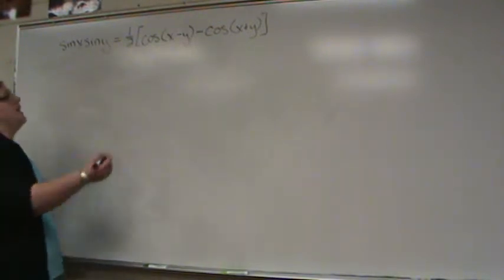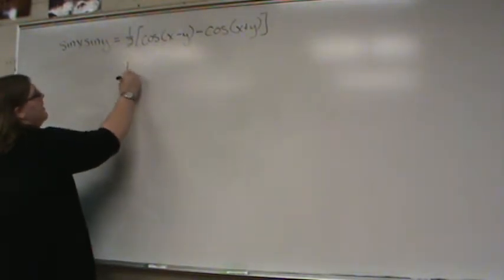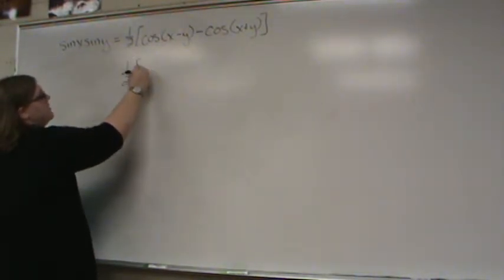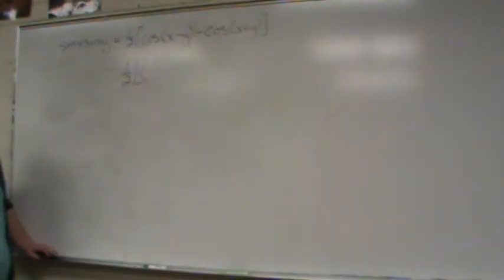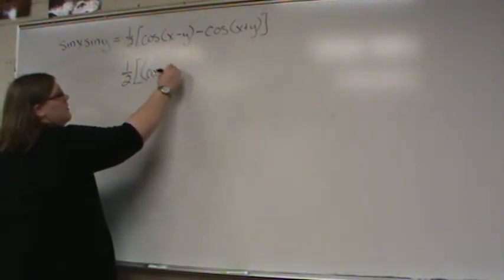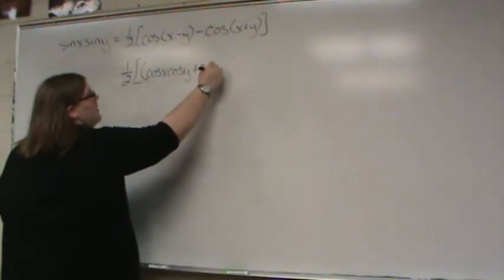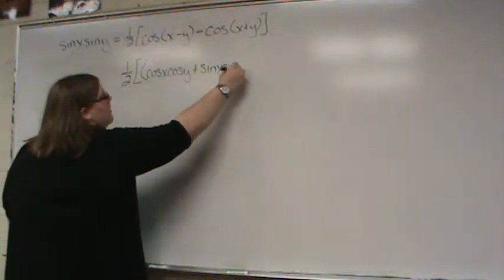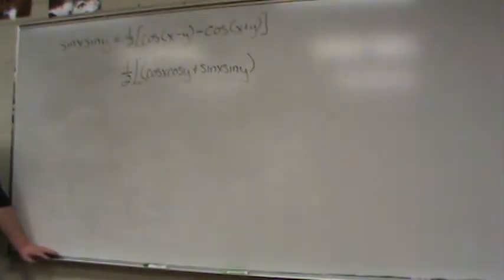So we want to expand each of these using the identities. So we have 1/2 times, our first one expands to what? Cosine x times cosine y plus sine x times sine y. That is the cosine subtraction identity. That's how you expand that.